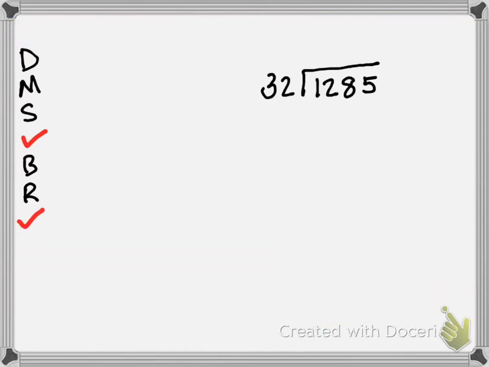So let's go ahead and go over one more. We are going to take 1,285 and divide it by 32. So to start, we are going to use a compatible number for our 32, and I'm going to think 30. 30 is a friendly number that's close to 32.